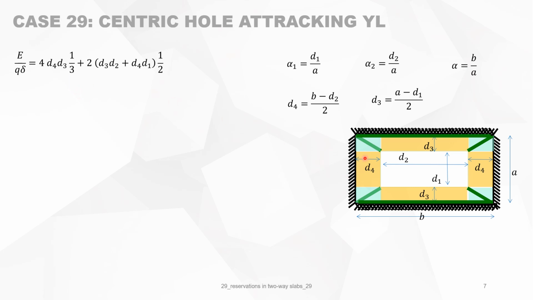We add to that the summation of the green parts, the triangles, and we have 4 identical corners, so that's the 4. And we have D4 times D3, and the mean deflection of a triangle is delta over 3. So that's this. You see, it's much easier using attracting yield lines to calculate the maximum bending moment. We change it to dimensionless parameters, and we have this expression.